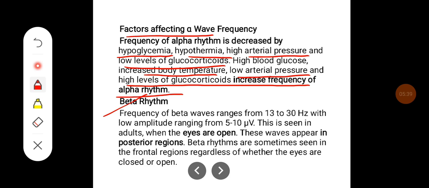Coming to beta rhythm, the frequency of beta waves ranges from 13 to 30 Hz with a low amplitude ranging from 5 to 10 microvolts. This is seen in adults where eyes are open. These waves appear in posterior regions. Beta rhythms are sometimes seen in frontal regions regardless of whether the eyes are closed or open.